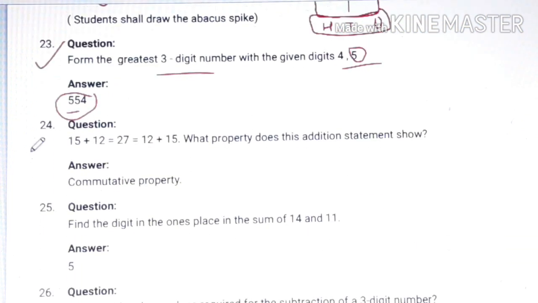Then number 24, 15 plus 12 is equal to 27 is equal to 12 plus 15. So what property does this addition statement show? What property is it? Commutative property.